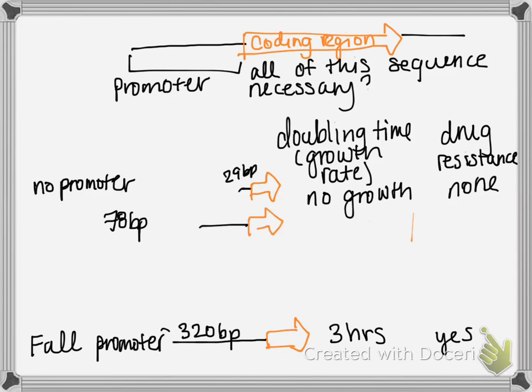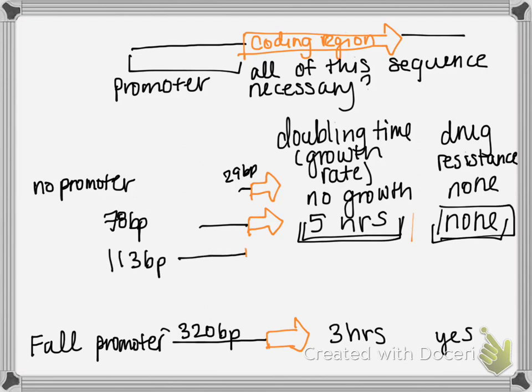So they took a construct that was 78 base pairs upstream, and they saw the yeast are now starting to be able to grow, so they have a doubling time of 5 hours. So we have some important activator domain that we have put back in to get this gene transcribed, but the yeast are still not drug resistant, so that can't be the whole story.